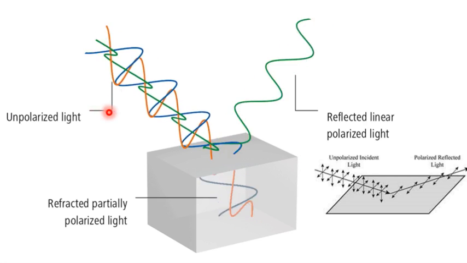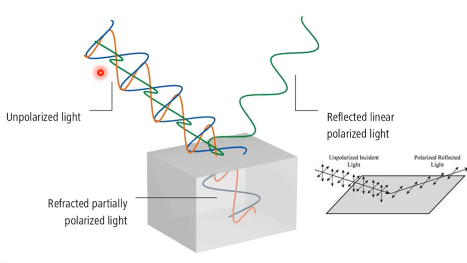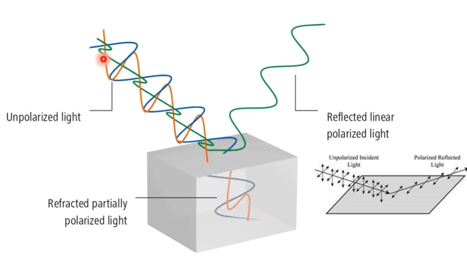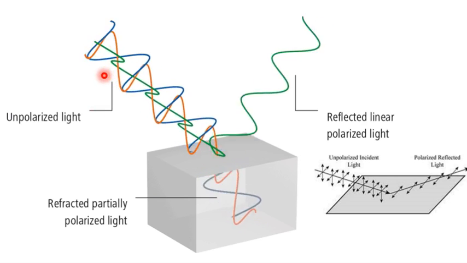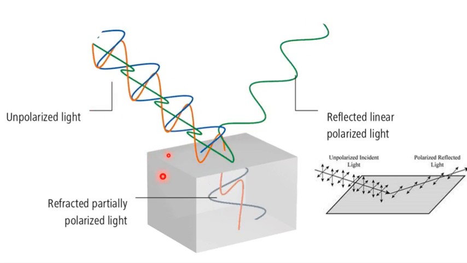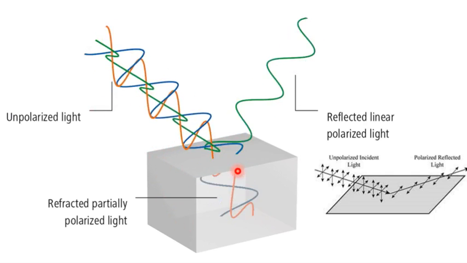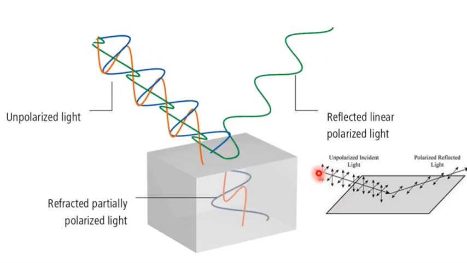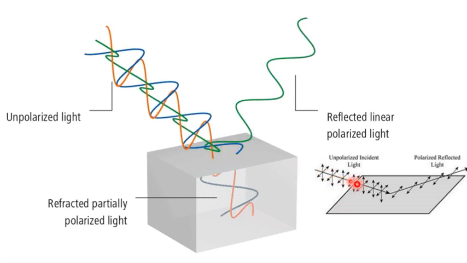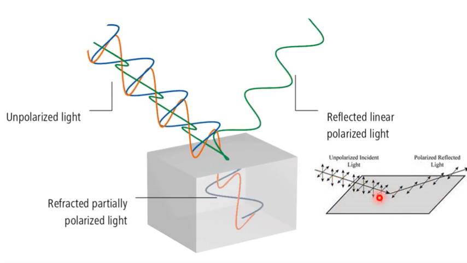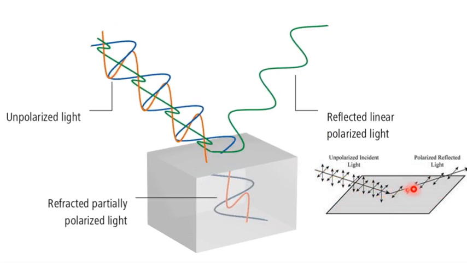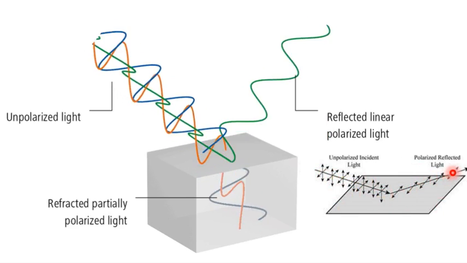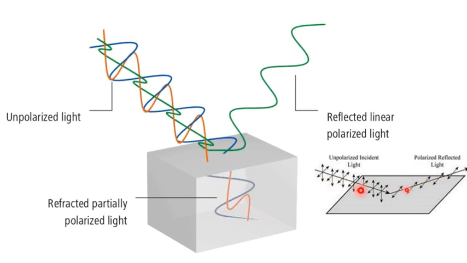It was in the year 1808 when the French physicist Malus discovered that when an ordinary light, your unpolarized light, is incident on the surface of a transparent medium, the light reflected back is partially polarized. In this case, can you see, this is your unpolarized light incident on a transparent medium. Now the light which is reflected back is polarized. Can you see the vibrations? They are in a particular plane only.